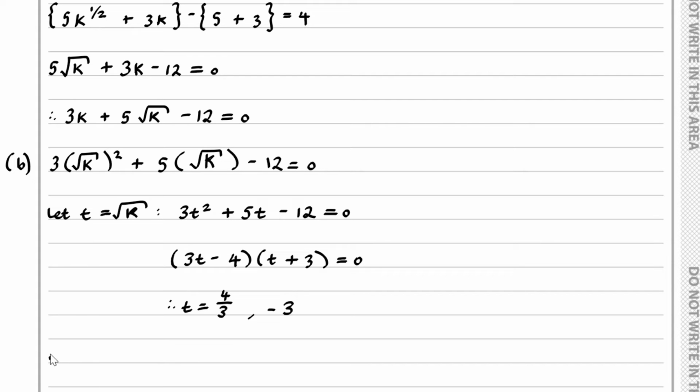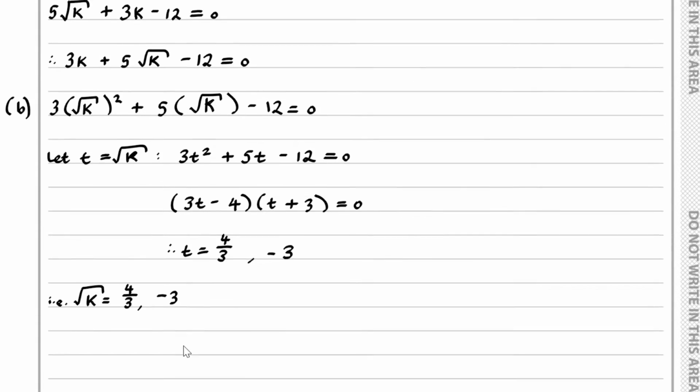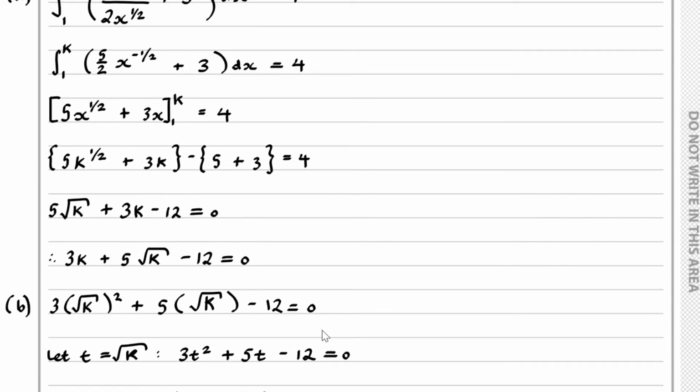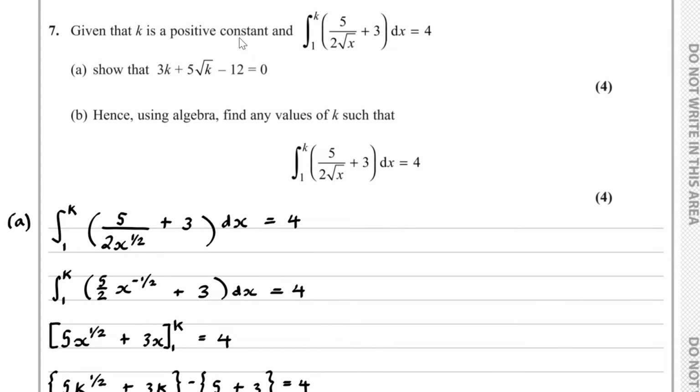And therefore, we see that root k is equal to 4 over 3 and minus 3. And in conclusion, k is going to be equal to 16 over 9. And that's because k must be greater than 0. We have a positive constant.